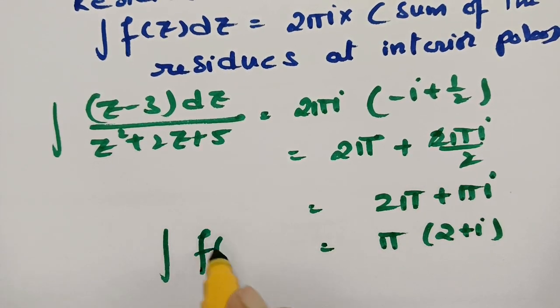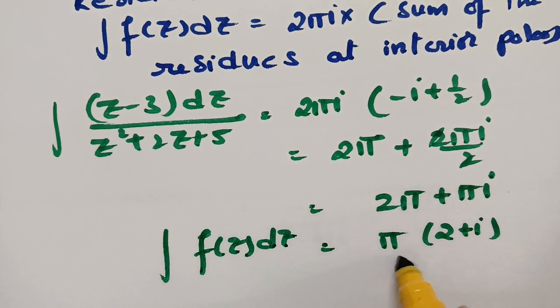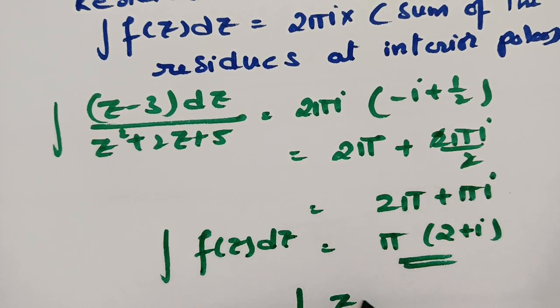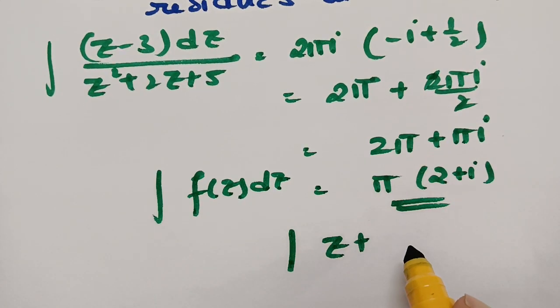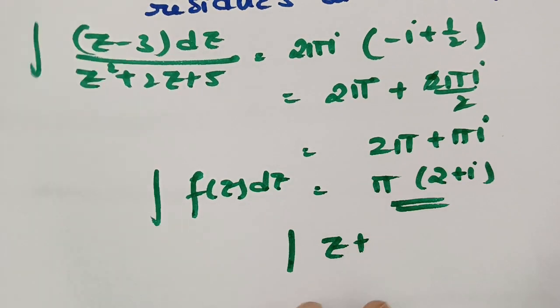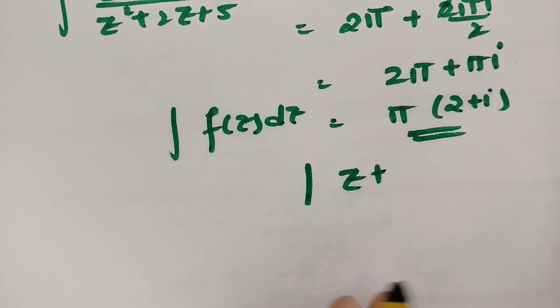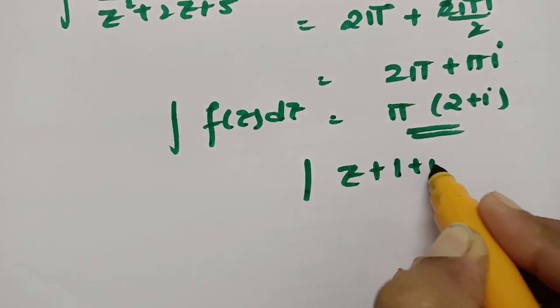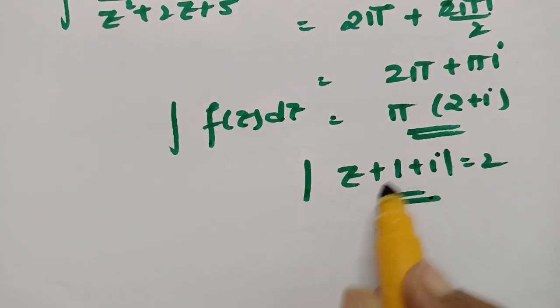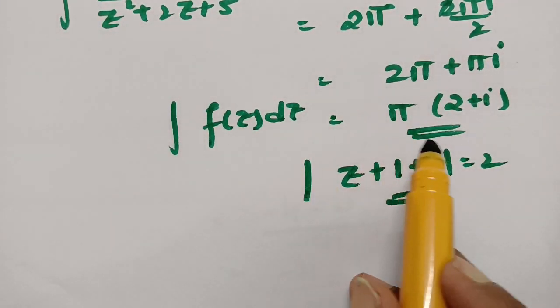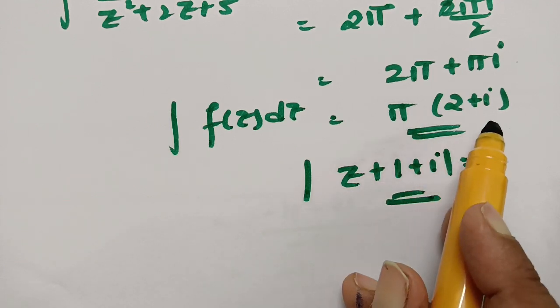So this is our residue value at the circle mod z plus 1 plus i equal to 2. So here is a circle, that is mod z plus 1 plus i. At this circle, our residue value is pi times of (2 plus i).